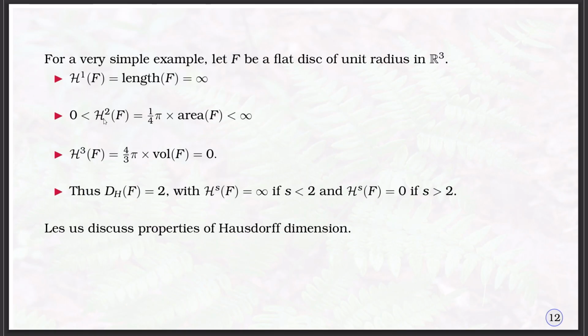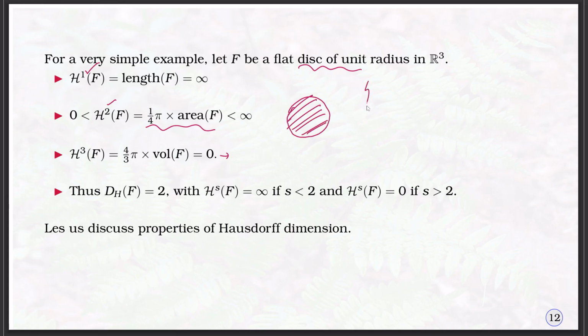And second, H^2 of F: if you are finding H^1 of F, its length is infinity. If you are taking H^2 of F, it is 4/pi times the area of F, the area of the unit disk. The 1-dimensional measure is infinity, while the 2-dimensional measure is a finite number, lying between 0 and infinity. If you are taking H^3 of F, it is a constant times the volume of F, which is equal to 0, because we are taking the unit disk. The unit disk is like this.